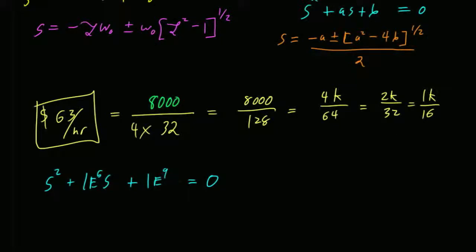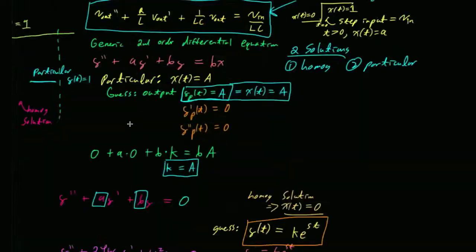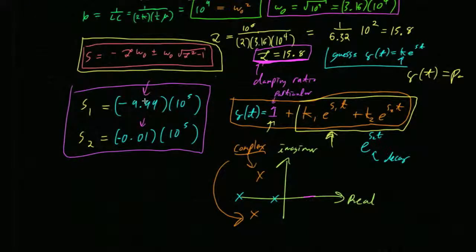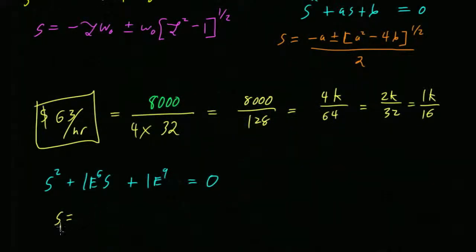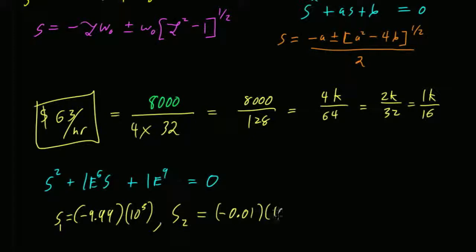Okay, and if we solve it, I'm going to go to MATLAB, because MATLAB has a little equation solver in it for me. Roots of 1, 1e6, 1e9. Oh yeah, we did this. Minus 9.99 times 10 to the 5th. And I got another root, right? Quadratic equations always have two roots. Minus 0.01 times 10 to the 5th. Pretty slick, right? So, we're almost done.